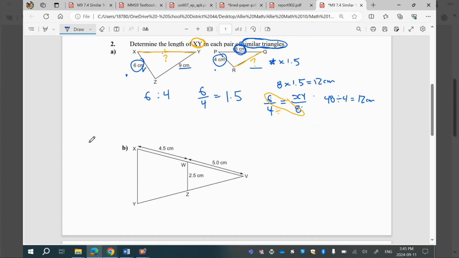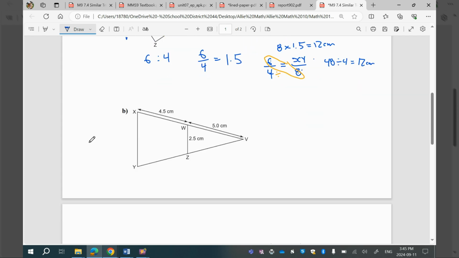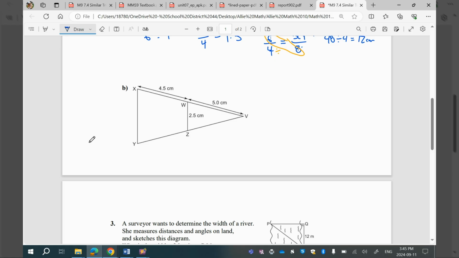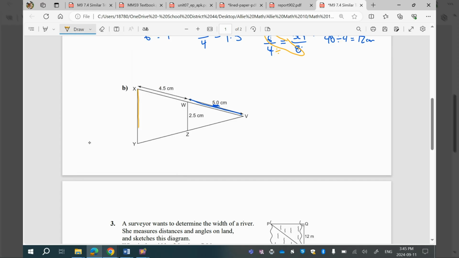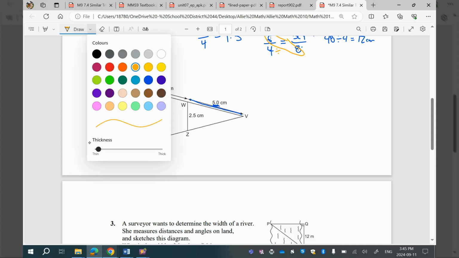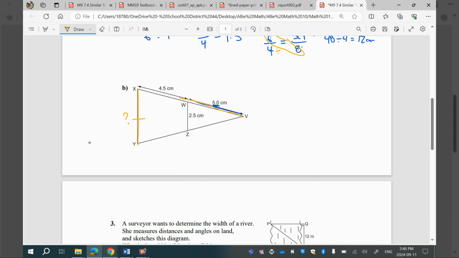Let's do the next one. We have to look a little bit at what each of the lengths is asking us for. We know this value, and we know this length right here. First we're looking for xy. So this is our mystery over here. We know this length, and we know the whole length because it's shown that it's 5 plus this section right there, 4.5.